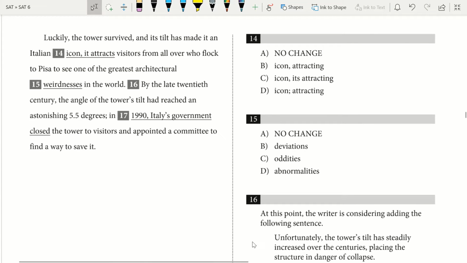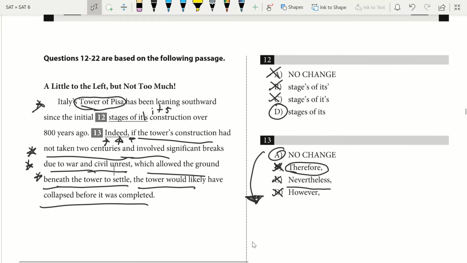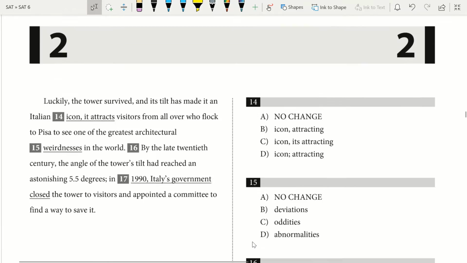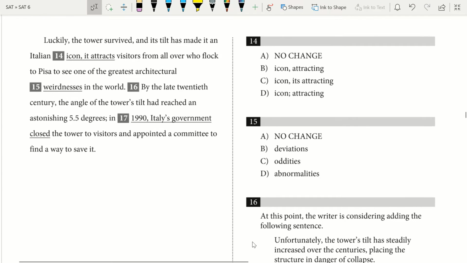Luckily, the tower survived and its tilt made it an Italian icon. Hang on, did we just skip? Okay, we did not. I just wanted to check and make sure we didn't skip an answer there. Luckily, the tower survived and its tilt has made it an Italian icon, attracting visitors, right?